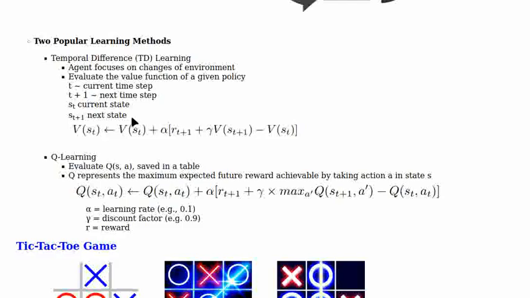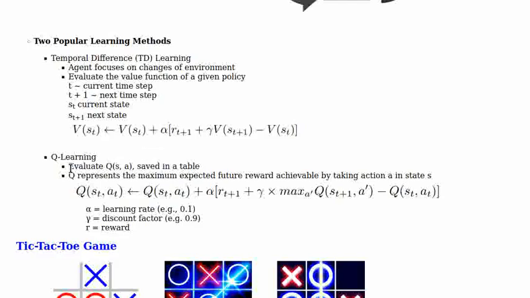The update of the value function V(S_t) is given by V(S_t) plus alpha times (R_{t+1} plus gamma V(S_{t+1}) minus V(S_t)), where R is the reward, and alpha and gamma are empirical constants, referred to as the learning rate and discount factor.